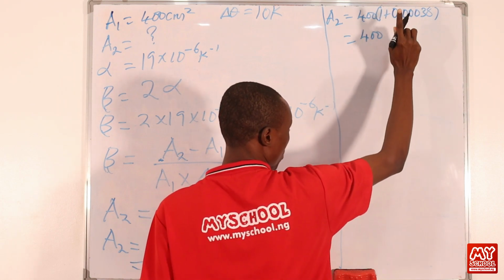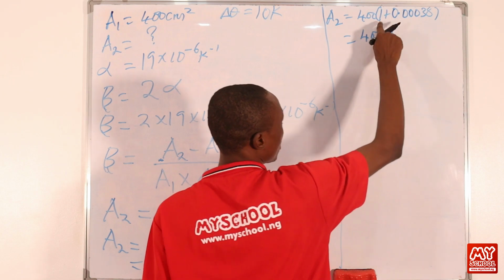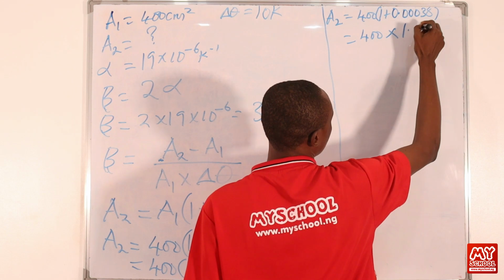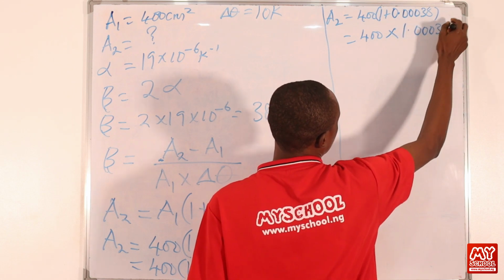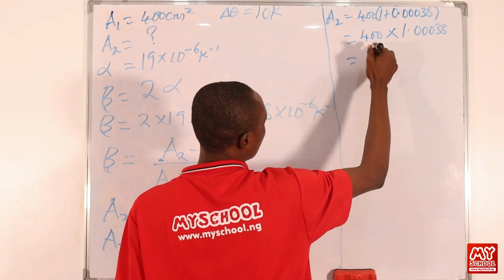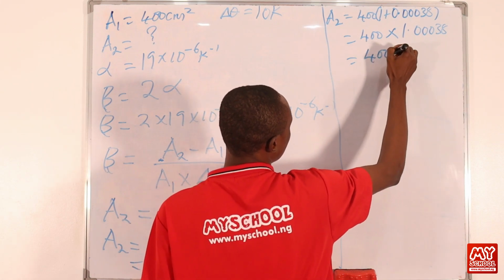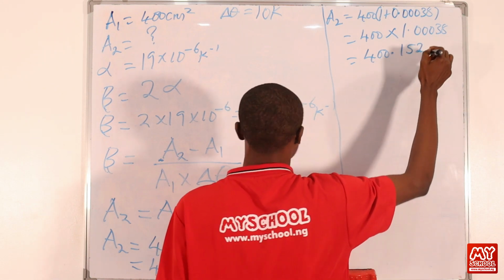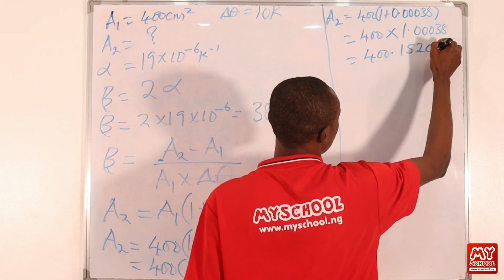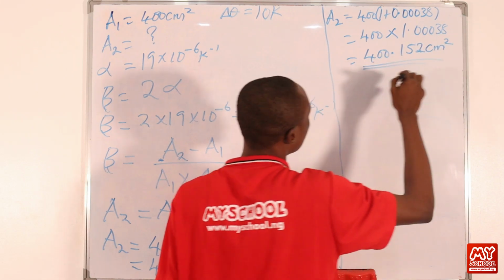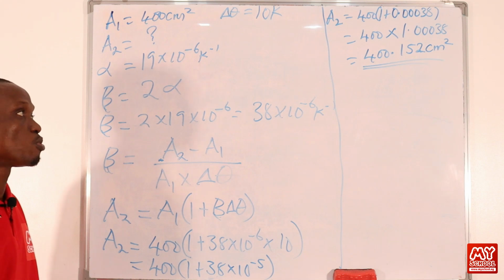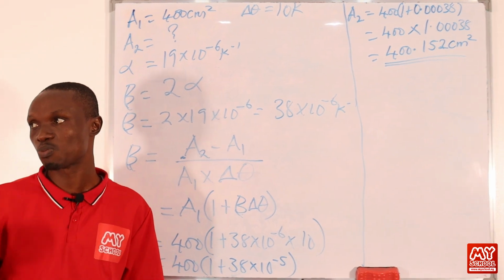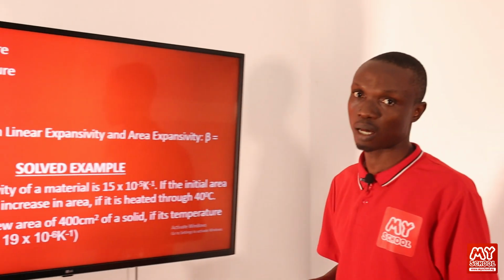If we sum up everything inside the bracket, we'll be having 400 times, remember that bracket represents times, 1.00038. At the end of the day, this will be equal to 400.152, and our answer should be in centimeter square. So the value of the new area is equal to 400.152 centimeter square.